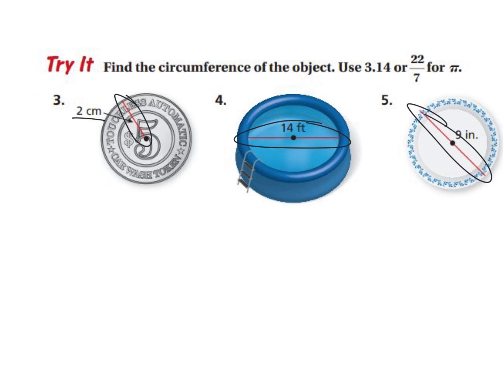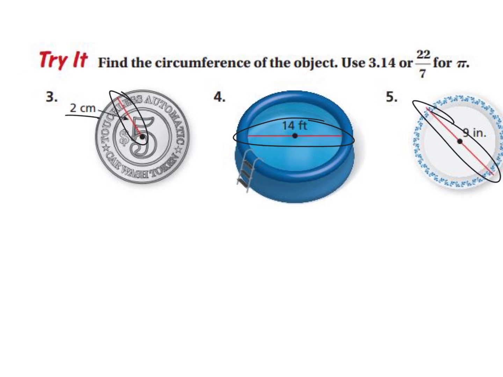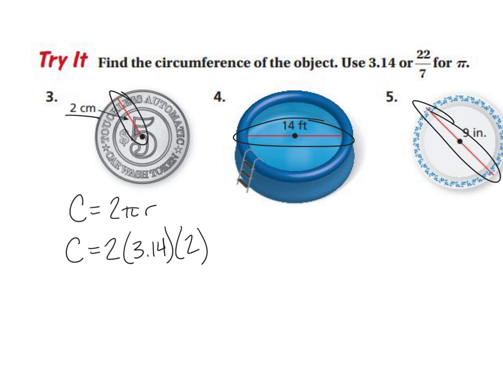Okay. Looking at number 3, I'm given a radius. So I'm going to use circumference is equal to 2 times pi times radius. In this case, it's going to be 2 times 3.14. Remember to round there. And then we're going to multiply by my radius of 2. This is going to simplify when I multiply everything out. 2 times 3.14 times 2. And I get a circumference of 12.56, and this was centimeters.